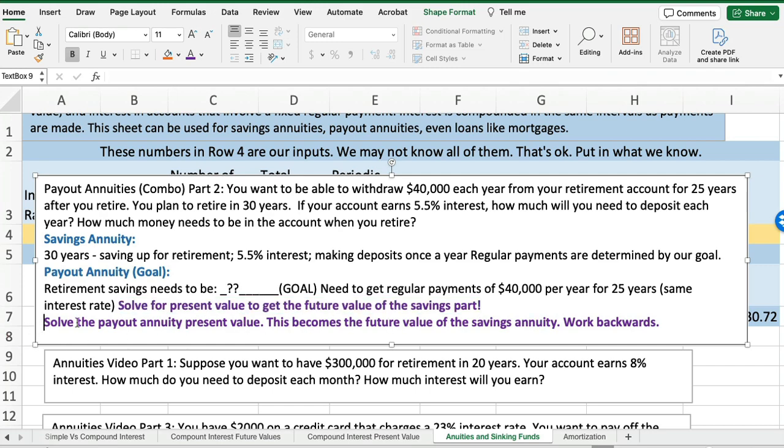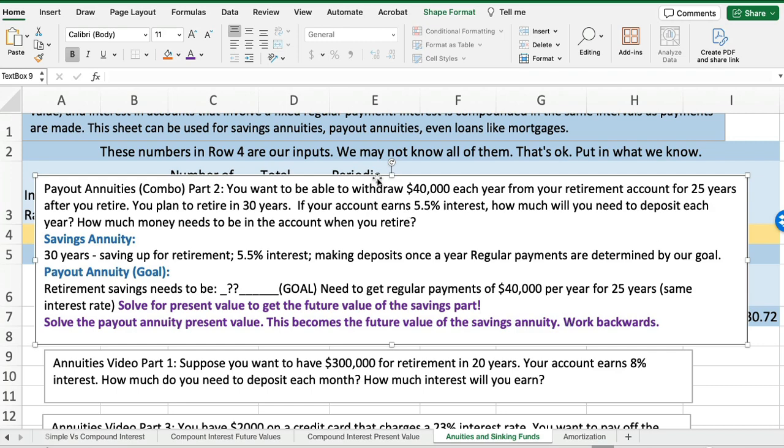So this is the key right here, these two statements at the end that I typed in purple. We want to solve the payout annuity present value, and then that number becomes the future value of the savings annuity. Okay, we're working backwards.